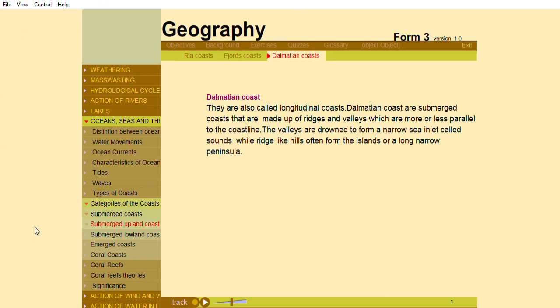Dalmatian coast. They are also called longitudinal coasts. Dalmatian coasts are submerged coasts that are made up of ridges and valleys which are more or less parallel to the coastline. The valleys are drowned to form narrow sea inlets called sounds, while ridge-like hills often form the islands or lie along narrow peninsulas.